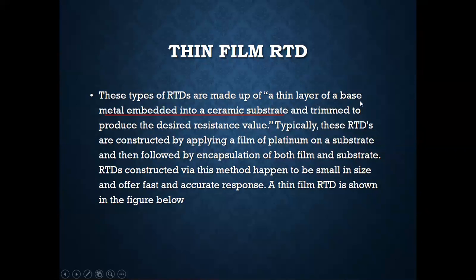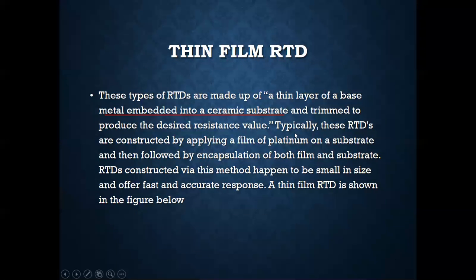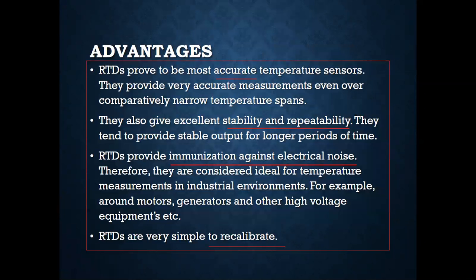A layer of base metal means here base metal is platinum or whatever it may be, it is embedded into a ceramic substrate. You can see this is the ceramic substrate. We are embedding a base metal into ceramic substrate and trimmed to produce the desired value. In order to get the desired value, we are trimming. In the metal film resistor case also we are trimming in order to get the exact value. Likewise here also we are trimming the base metal to get the exact value.